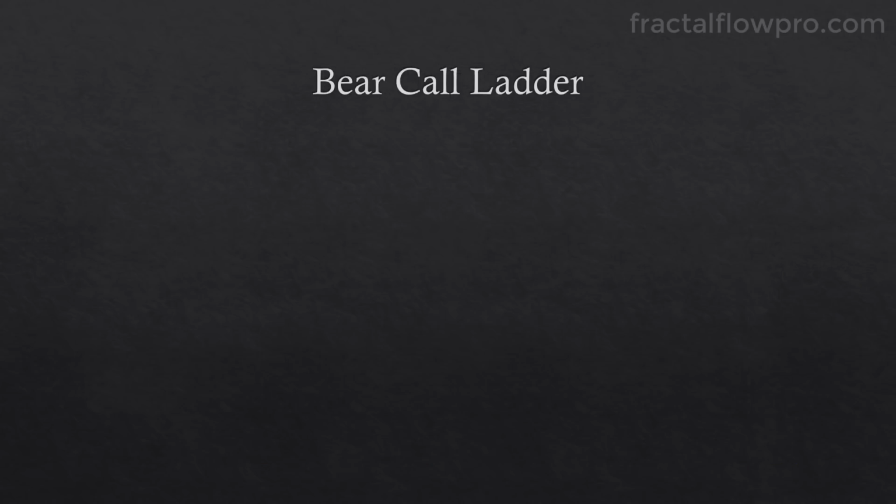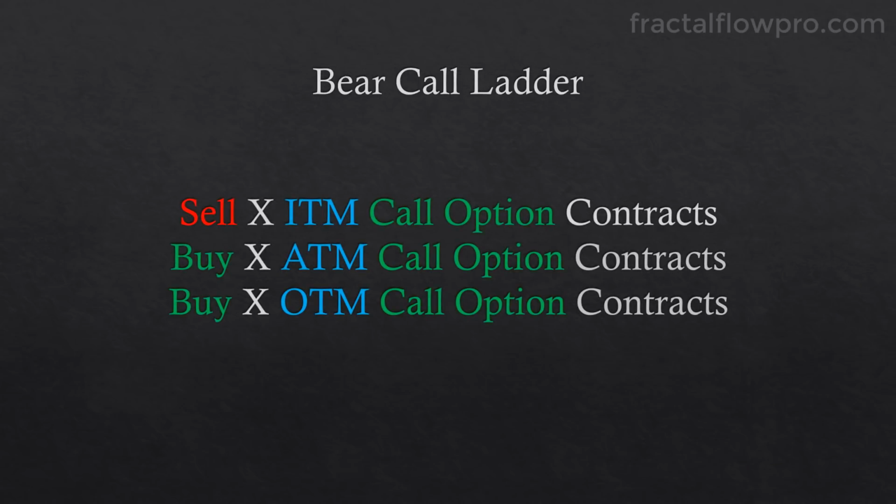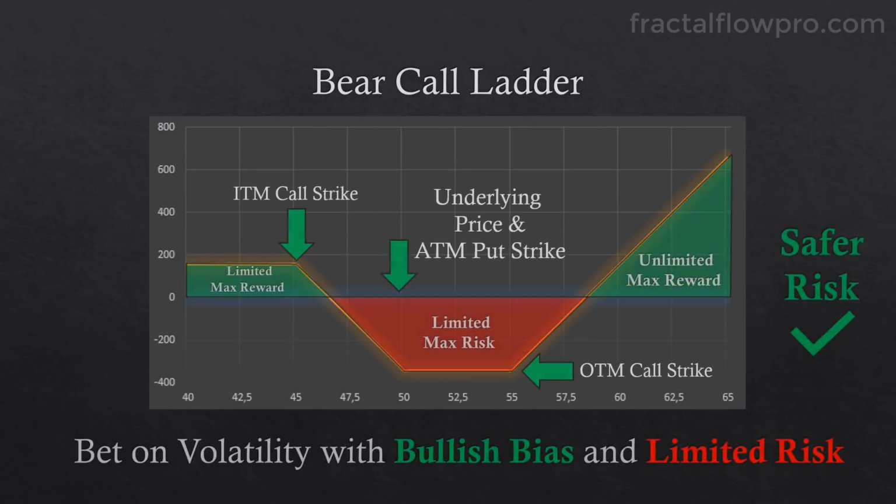The bear call ladder strategy consists in selling an X number of in-the-money call option contracts, buying an X number of at-the-money call option contracts, and buying an X number of out-of-the-money call option contracts. This is a strategy that bets on volatility with a bias to the upside, meaning that the strategy wins if the underlying rises or falls sharply, but the payoff for the fall is limited, while the payoff for the rise is attached to how much the underlying rises. The maximum risk occurs when the underlying stays within the range determined by the at-the-money and out-of-the-money strikes. In terms of risk, this strategy has a limited risk with a bet on market volatility, so it's a safer strategy.